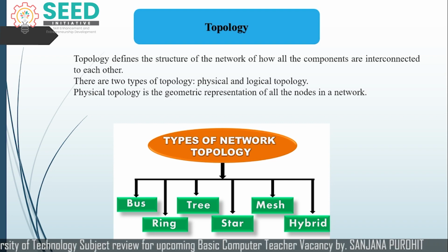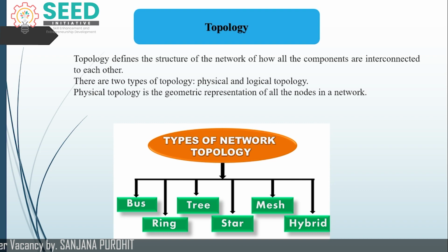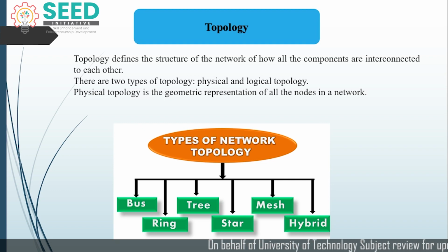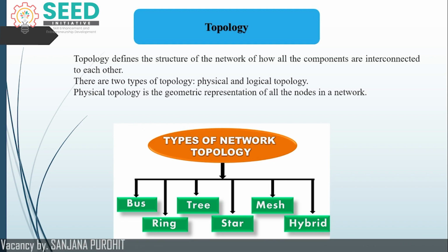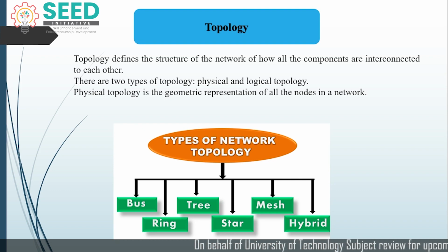Next is types of network topology. There are basically six types of network topology: bus topology, ring topology, tree topology, star topology, mesh topology and hybrid topology.